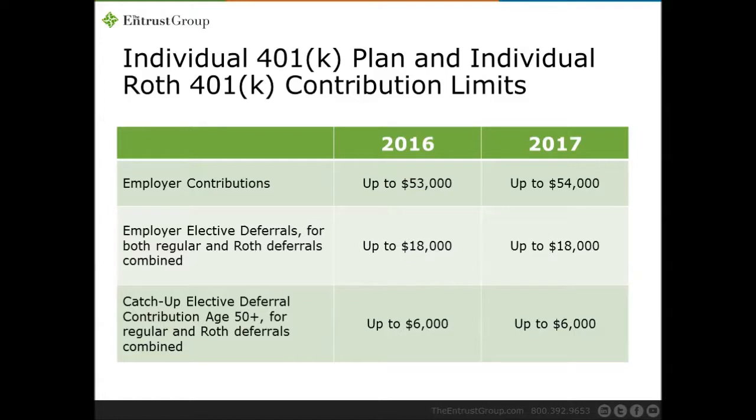The employee elective deferrals are a lot higher than simple plans. The maximum amount is $18,000 for 2016 and $18,000 for 2017. So if you have entrepreneurs that are employers and they don't have any employees and they want to maximize their contribution, an individual 401k plan may be something that they might want to consider. Catch-up contributions are also higher in an individual 401k plan. Unlike $3,000 for simple plans, it's $6,000 for individual 401k plans. Another benefit of an individual 401k plan in comparison to a simple is that an employer could add what we call a Roth component in an individual 401k plan, where in simples, there's no such thing.